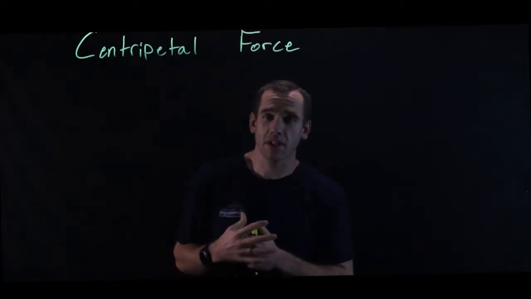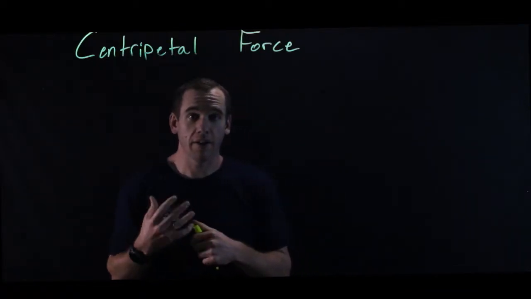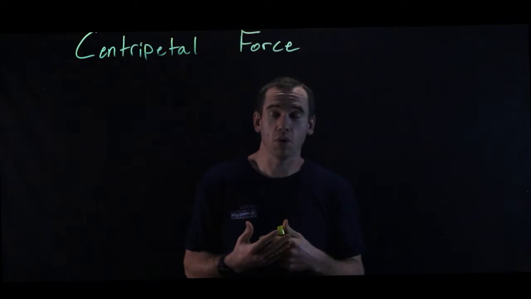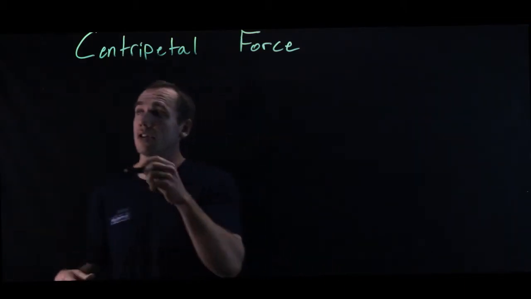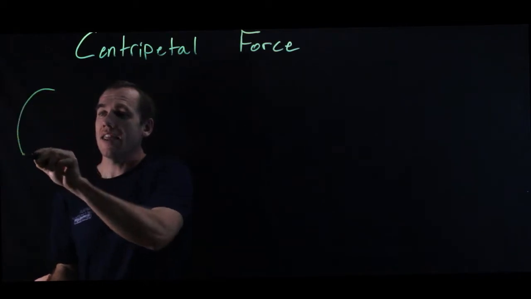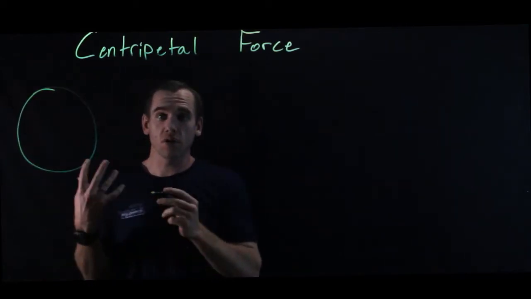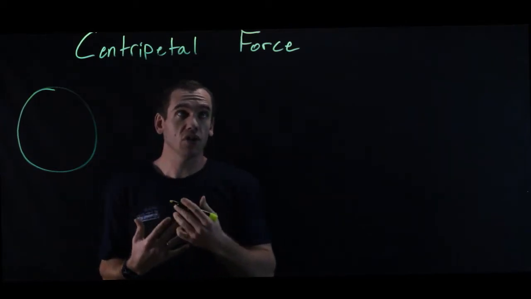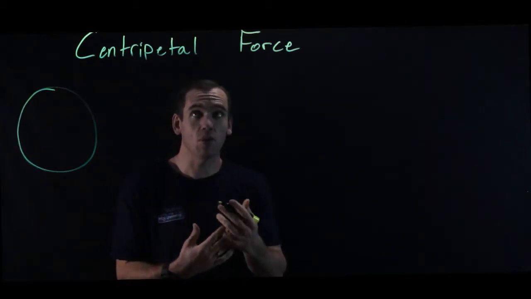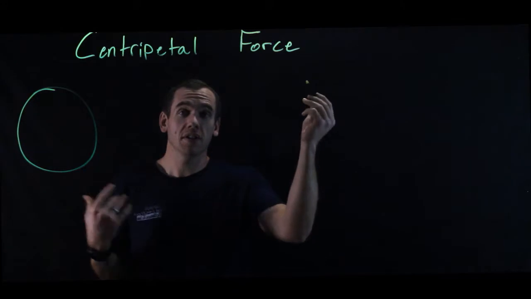In the last lesson, we looked at centripetal acceleration for an object undergoing uniform circular motion, and remember that was acceleration towards the center. But we know that accelerations are caused by forces, and that must mean when an object is moving in a circular path, there is a force that's causing that. And that force is also directed towards the center. It is a center-pointing force, so we do call it centripetal force.